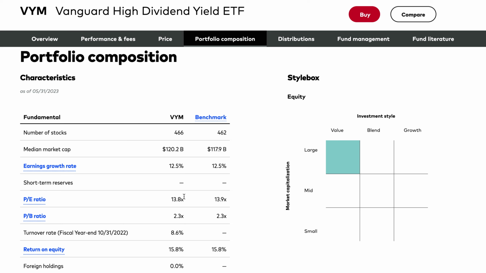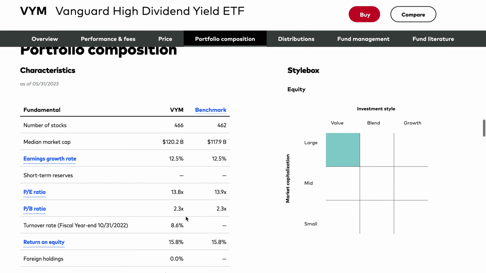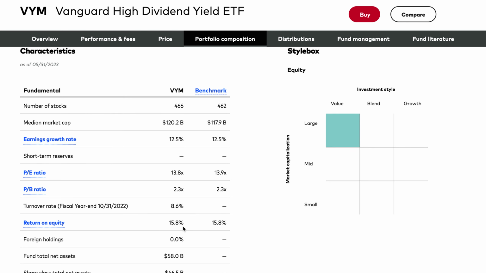Price earnings ratio a lot lower at 3.8%. So it's a lot more reasonable price that you're paying for this earnings growth. And then you have the return on equity being at 15.8%. So again, lower than the other two ETFs that we looked at, but still very respectable.